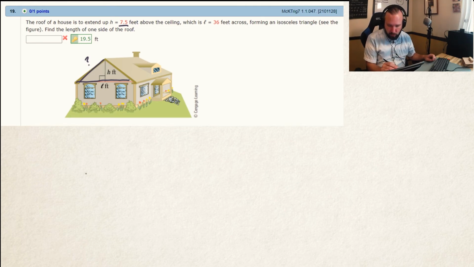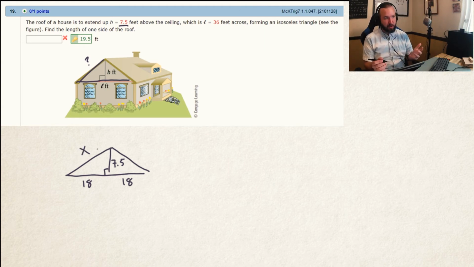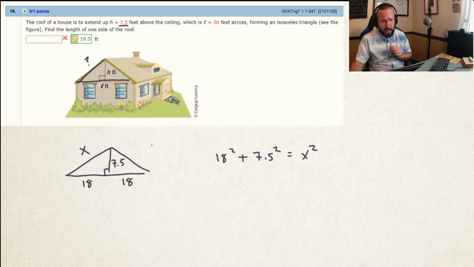So if I just draw this triangle out with the information in there, this will be 7.5, and then since the whole length across the bottom is 36, it's 18 and 18 there. And then this is the thing that we're trying to solve for. So this is just another Pythagorean theorem problem. 18 squared plus 7.5 squared equals x squared. So it looks scary, but it is actually not really that bad.